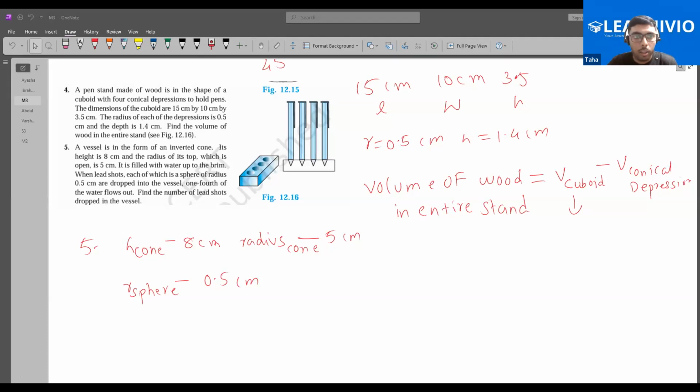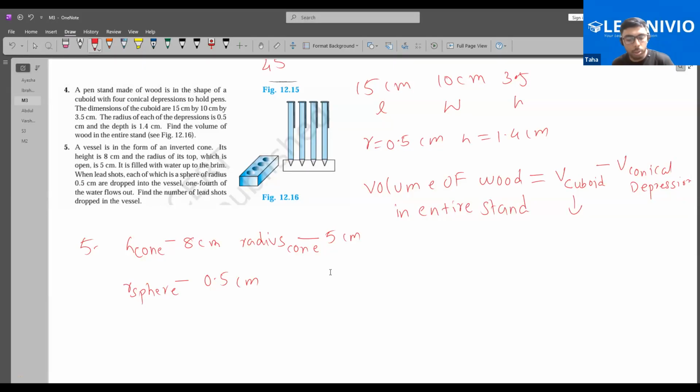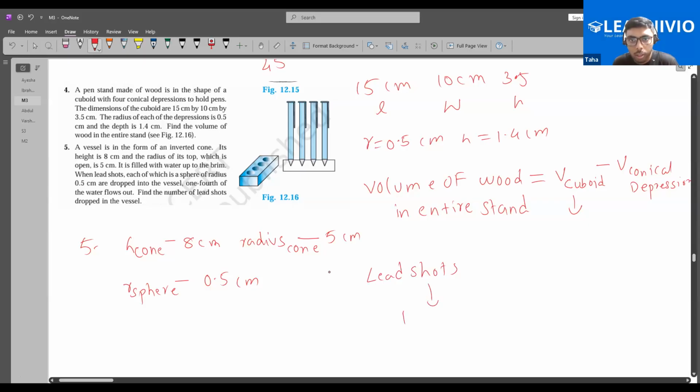Sorry about that. All right, so over here we are being told that a certain number of lead shots were dropped inside a vessel of a cone shape, and when that happened, 1/4 of the water flowed out. Meaning when lead shots were dropped in, 1/4 of the volume of the cone of water was flown out. So we need to find the number of lead shots.